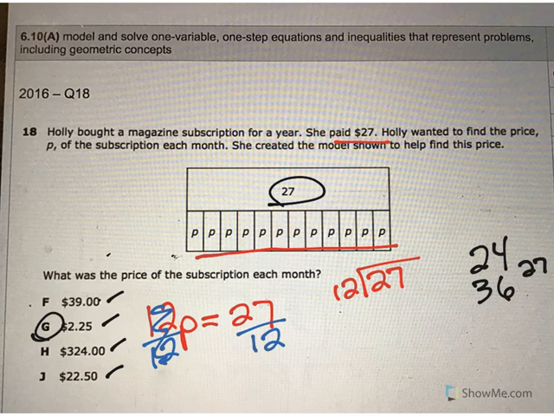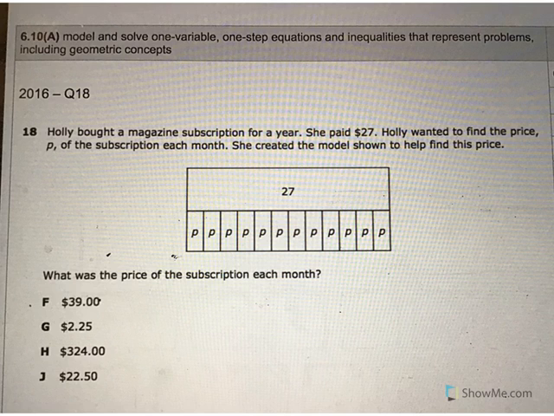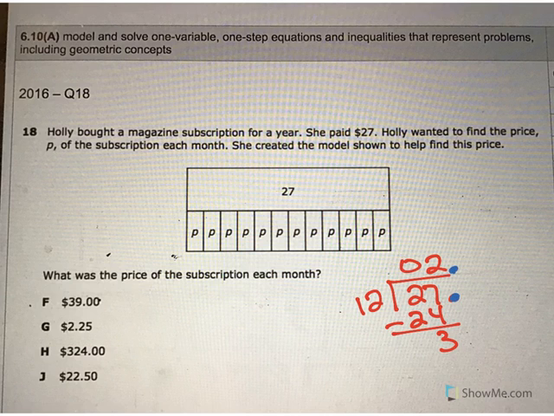Let's prove it. I'm going to erase some of this. So I'm going to have 27 divided by 12. 12 won't go into 2. We'll go into 27 2 times. 2 times 12 is 24. Subtract, and we get a 3. I have a remainder, so what do I do? Well, I'm doing a different color. I have to add a decimal. Because once I've added the decimal, I can add a 0.